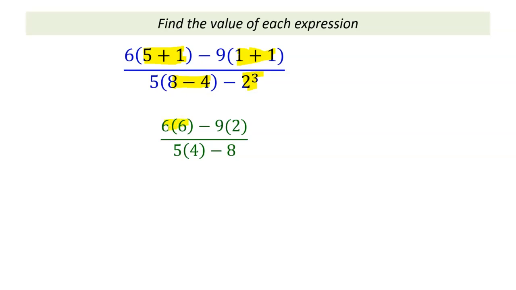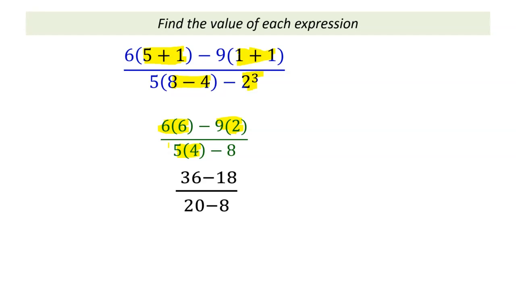Now again, this is a multiplication. You're supposed to multiply 6 and 6. You're supposed to multiply 9 and 2. You're supposed to multiply 5 times 4 before we go further. 6 times 6 got 36. 9 times 2 is 18. 5 times 4 is 20.